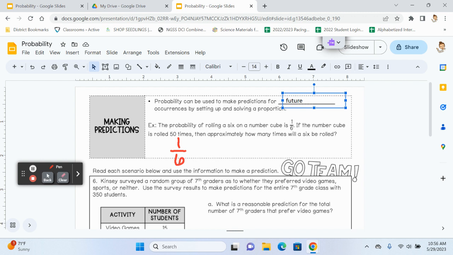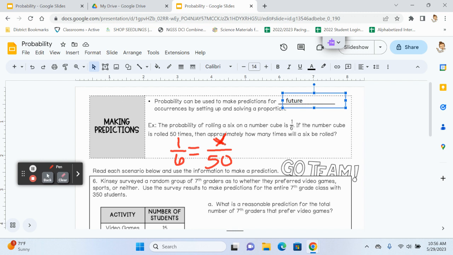I want to roll that number cube 50 times. So remember, 50 is the total, so that's going to be over here. That's our 50. And I want to know approximately how many times a 6 would be rolled. So I don't know. Oops, that's an x. I don't know what that is right now, so I'm going to have to figure it out.